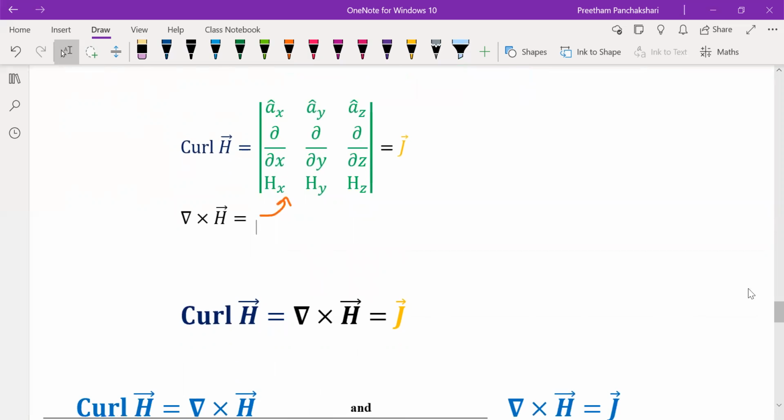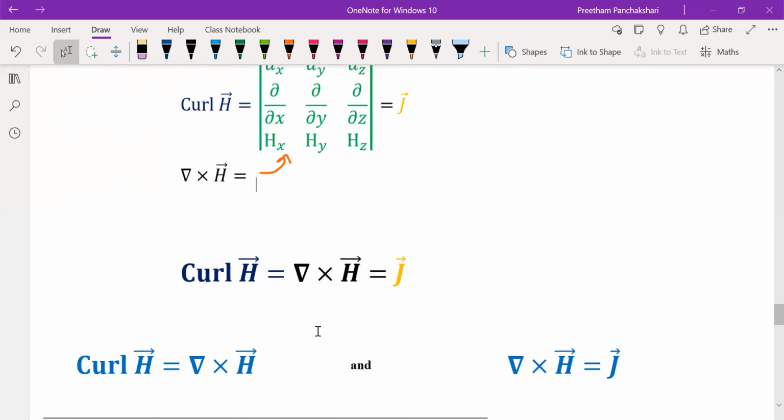So we have the relation here: curl H is equal to del cross H is equal to J. So by writing separately, we have two useful equations. Curl H is always given by del cross H. Del cross H helps to evaluate the curl of the magnetic field. Also, del cross H is equal to J. This is a very useful equation, and this gives the relation between the magnetic field intensity and current density.